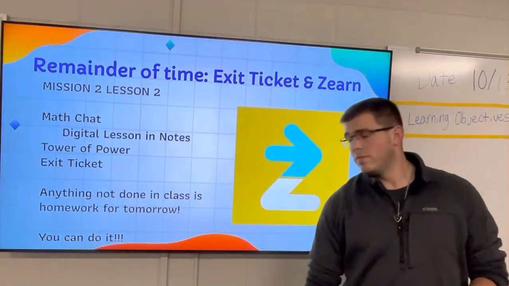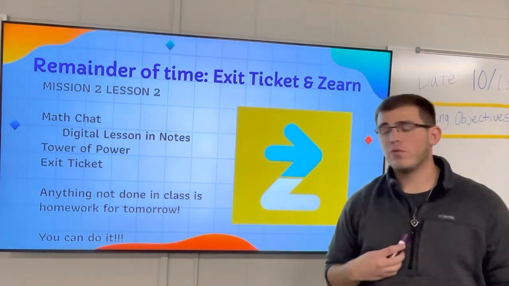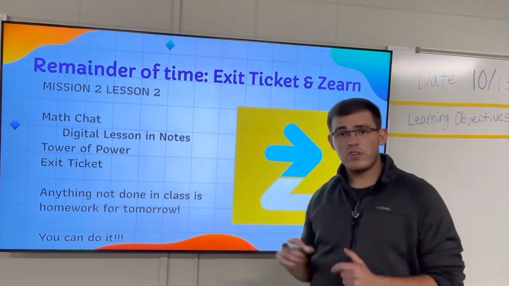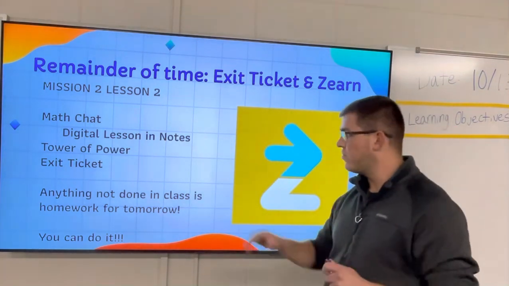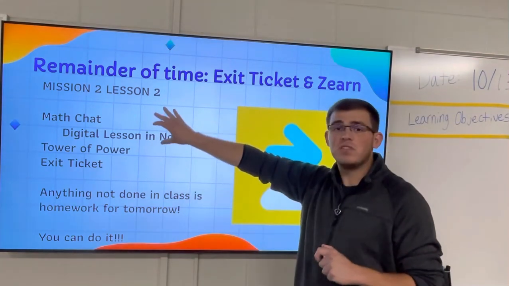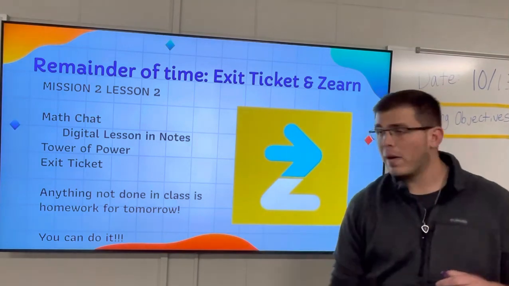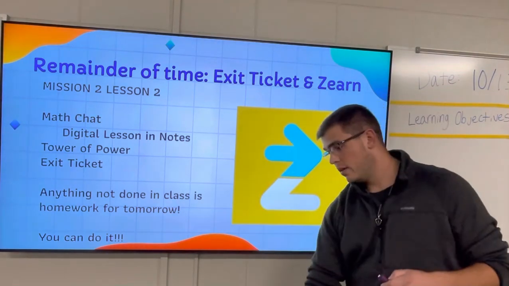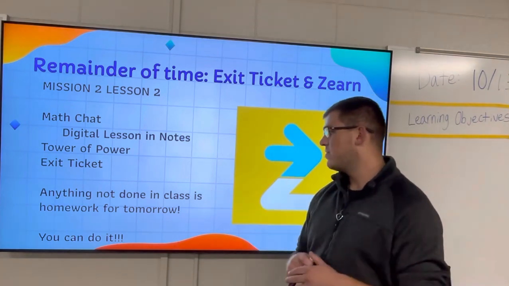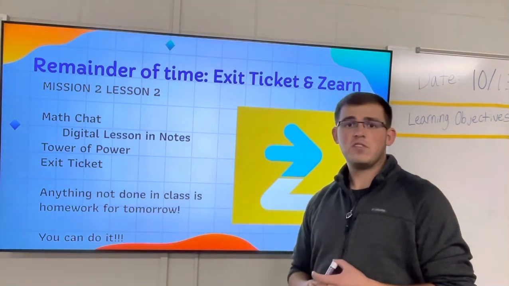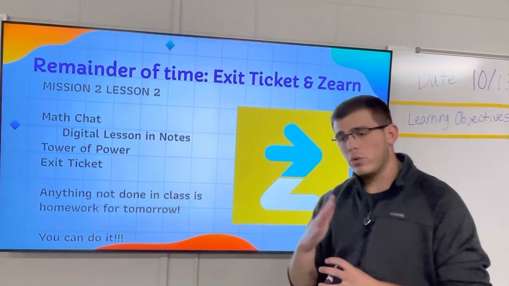Now for your homework, you just need to get through Mission 2, Lesson 2 on Zearn. Through the math chat, do the digital lesson in your notes. When it says to open up your notes, I want you to actually do it. And watch the videos too, it's going to help you. Then I'm asking you to do the Tower of Power, and the exit ticket in your packet. Obviously we're not doing this in class, this is homework. This should take you about 15 minutes if you dedicate some time and full attention to it. I know you all can do it.